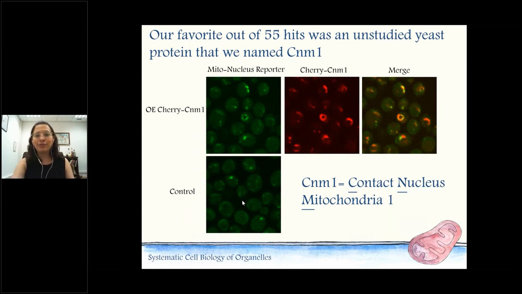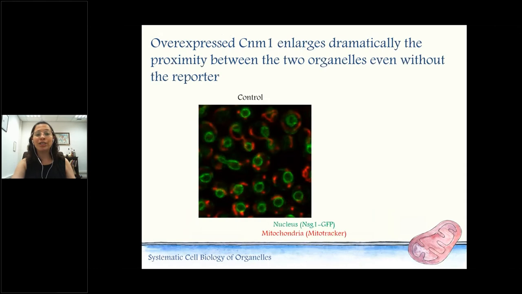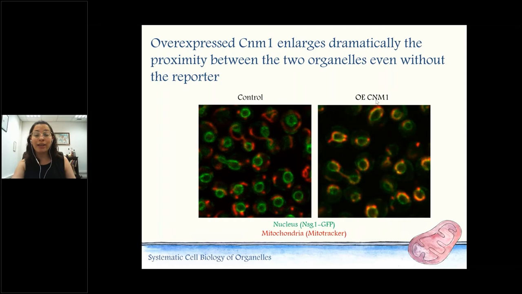And the reason for that became clear when we just tagged our nuclear ER with green, and we have a mitochondrial marker in red, and these are the control cells. But when we overexpress CNM1, now we see that mitochondria are clustering around the nucleus, forming these very enlarged proximities. And this is just by overexpressing CNM1. So we don't have the reporter here, we have nothing, we just overexpress CNM1, and we see that mitochondria are clustering around the nucleus.